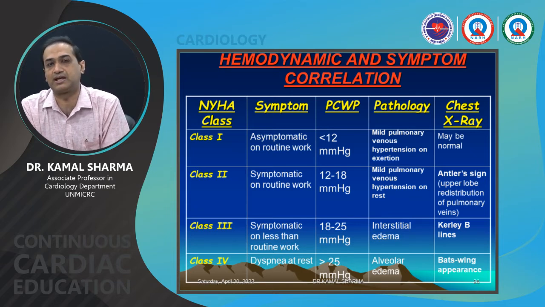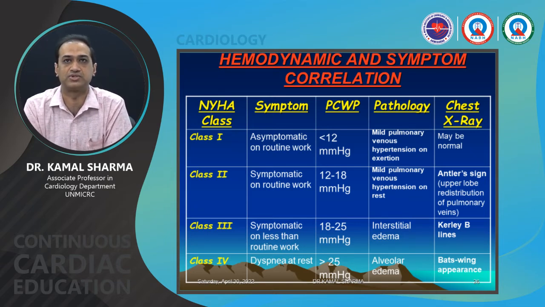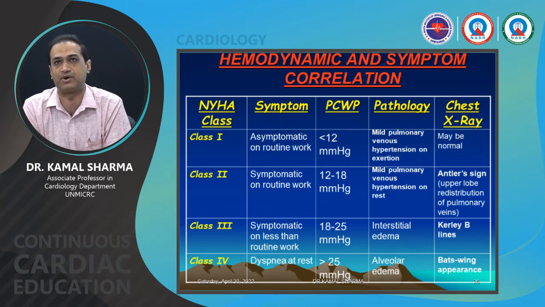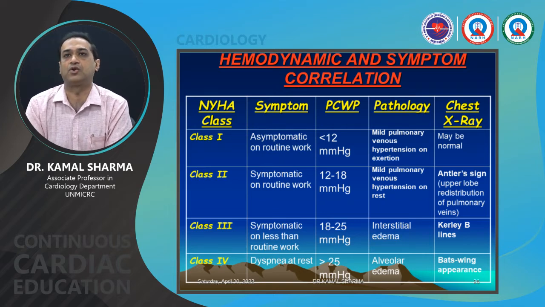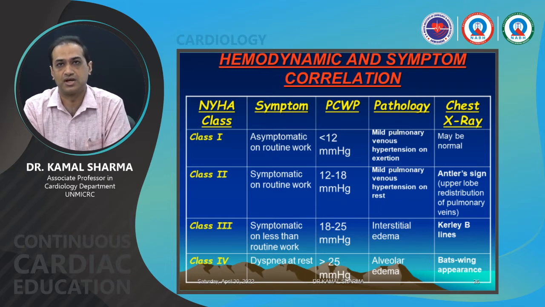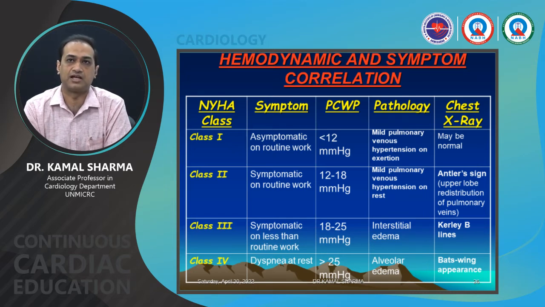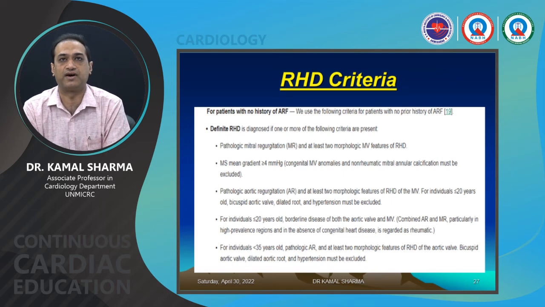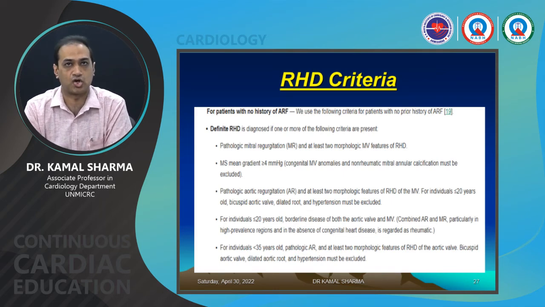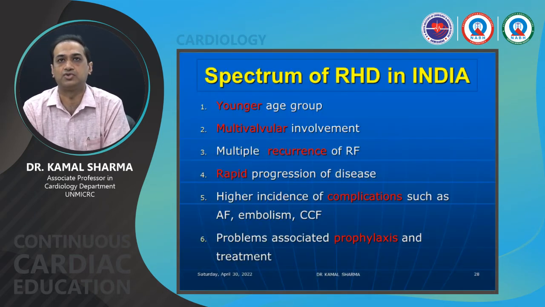When you look at the hemodynamic correlation, class 1 patients usually have wedge less than 12 and may have only mild venous hypertension, while class 2 patients have wedge between 12 to 18 and upper lobe redistribution, also called the antler sign. Class 3 patients have wedge pressure usually in the range of 18 to 25 and present with Kerley B lines. Class 4 will have a bat wing appearance and wedge of more than 25 in the acute phase. In chronic, you add 5 millimeters of mercury to all of them.